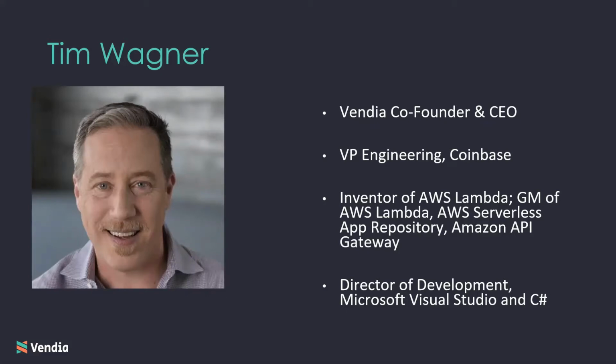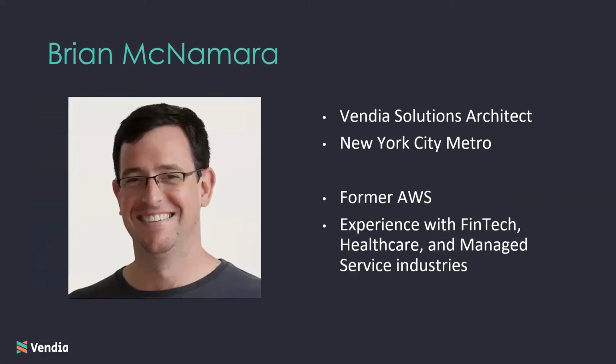Awesome, Tim. Thanks so much. Also, we're joined today by Brian McNamara, one of our solutions architects here at Vendia. Brian, care to say a few words? Absolutely. Thanks for the introduction, Cory. Hey, everyone. My name is Brian McNamara. I'm a solution architect here at Vendia. I live in the New York metropolitan area, about an hour west of the city. In a previous life, I was a solutions architect at AWS who really, I'd say, focused more on our serverless offerings like Lambda, API Gateway, et cetera.